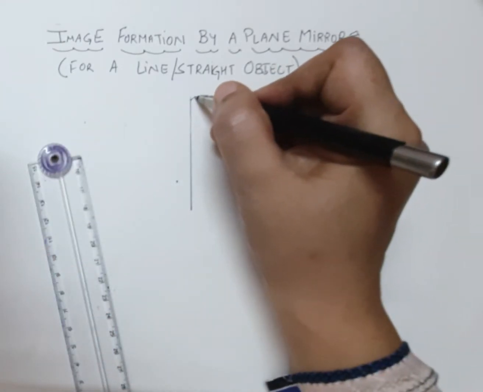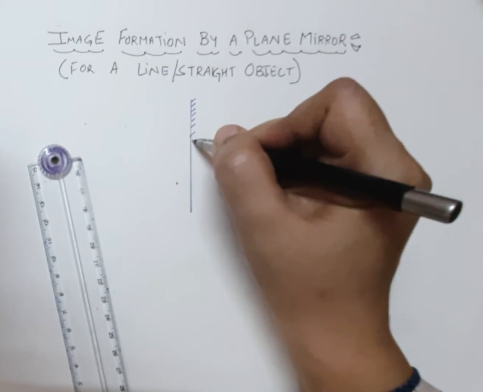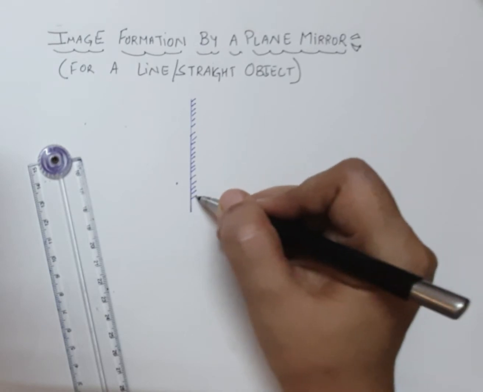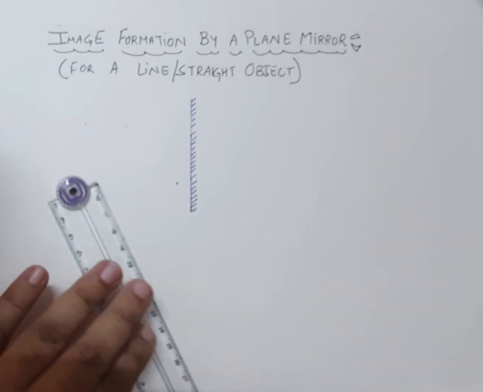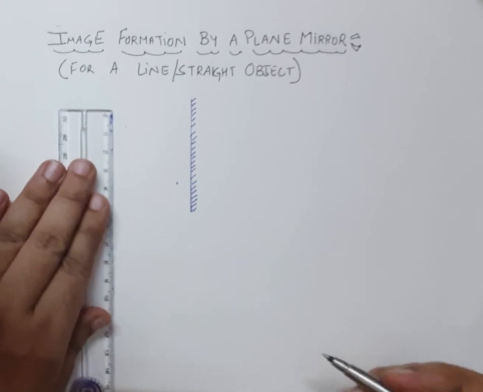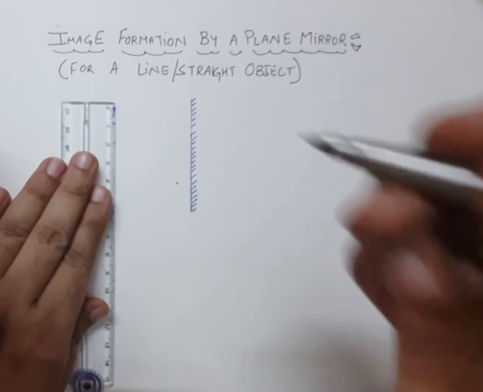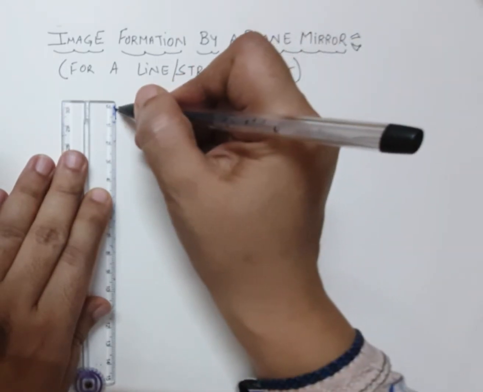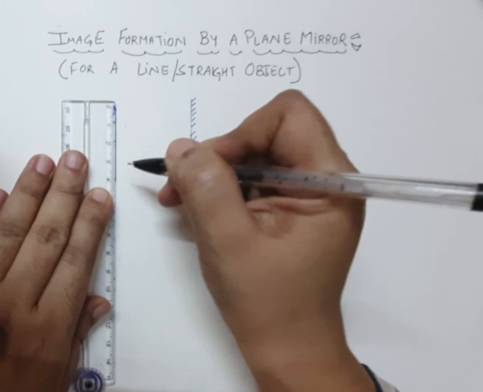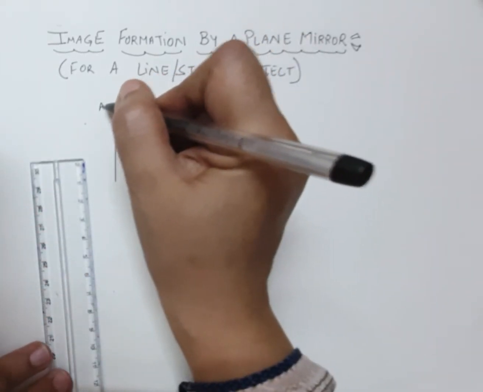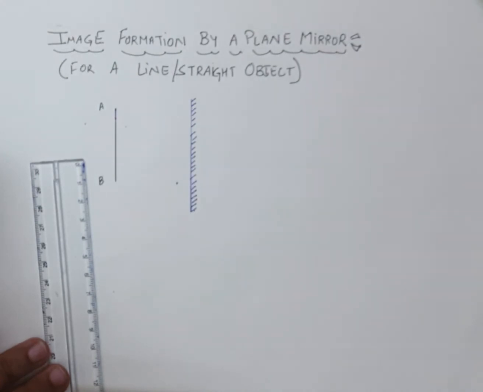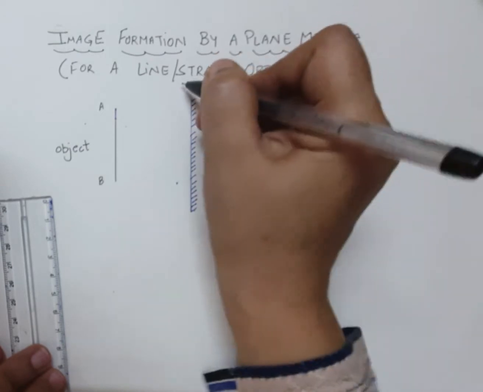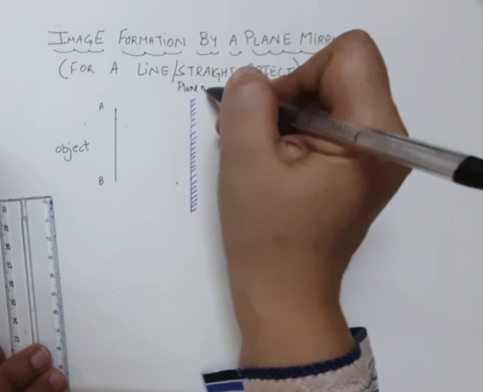This is the reflecting side, and behind it with these lines we will represent the polished surface, that is the non-reflecting surface of a plane mirror. Now draw a line size object. Let's say I will be drawing a line size object of 4 centimeters over here. So this is a 4 centimeter object, A, B. This is a line object kept in front of this plane mirror.